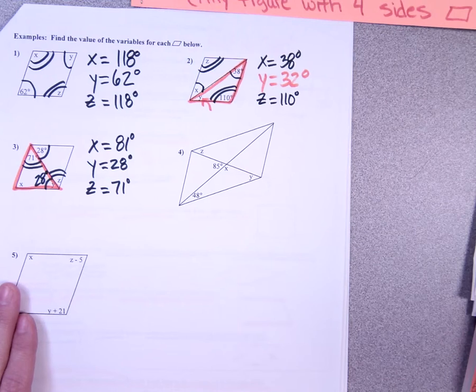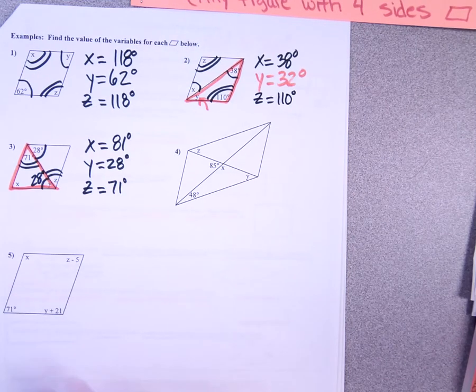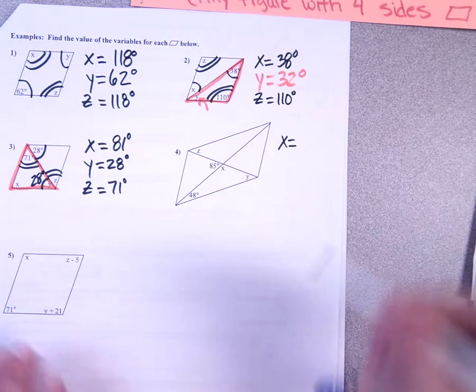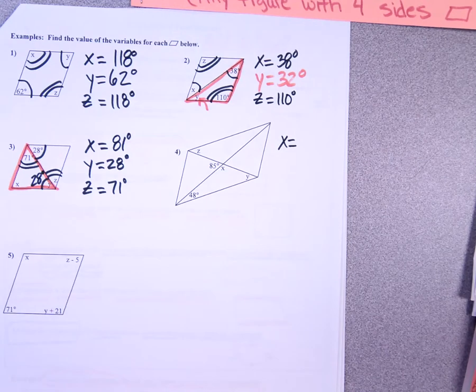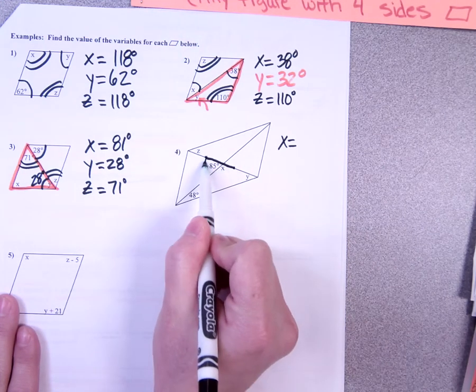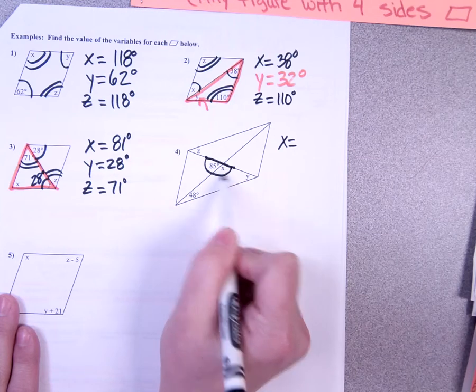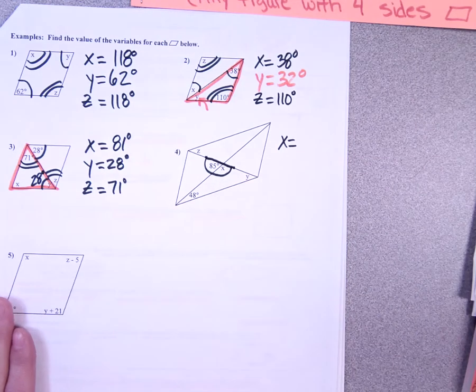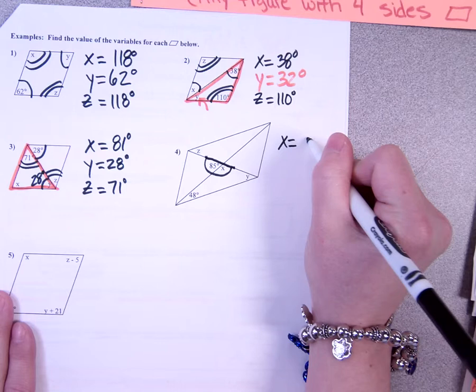Okay, number 4. This one looks a little funky. Can anybody tell me what to do to find x? This is from our past. What? Subtract 85 from 180? Yes, we're going to subtract 85 from 180. Everybody see this straight line right here? From here to here, that's 180 degrees. So what do we get if we take 180 minus 85?